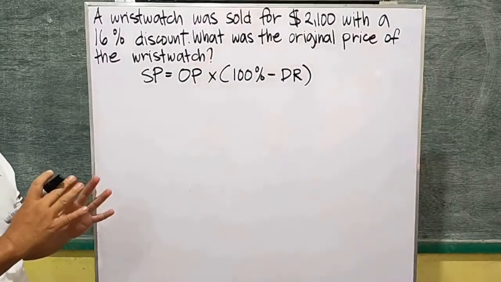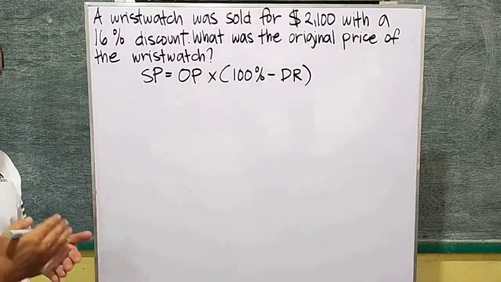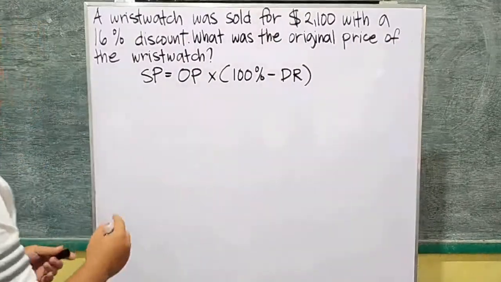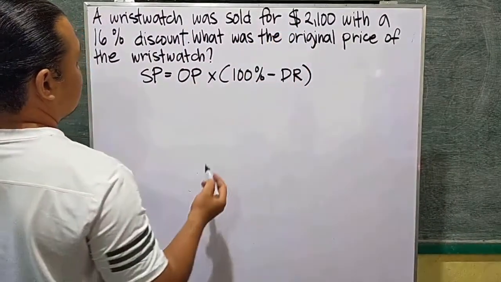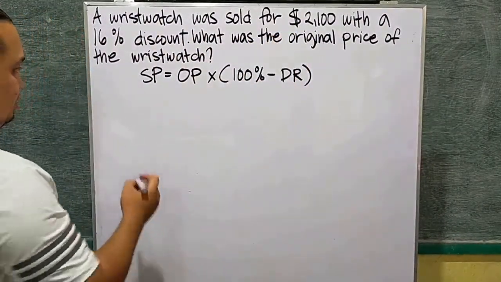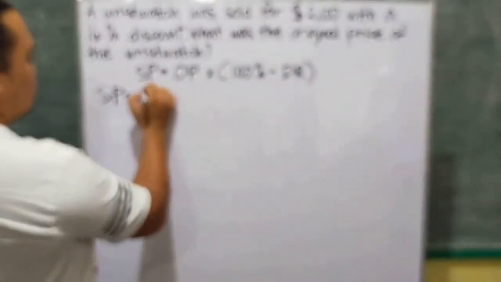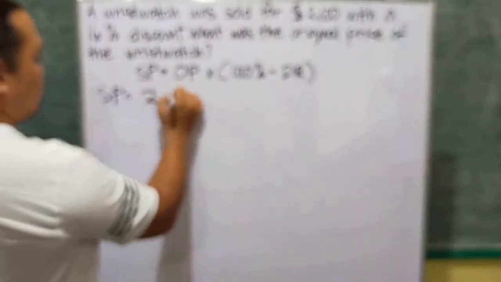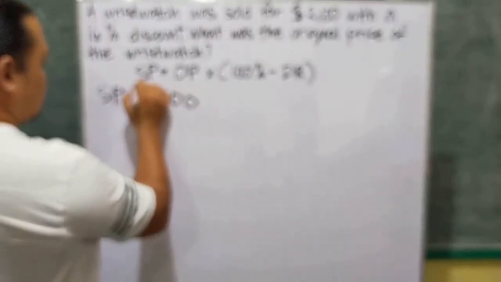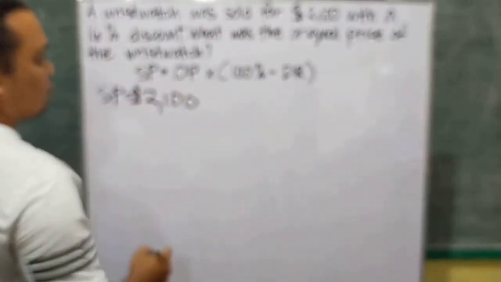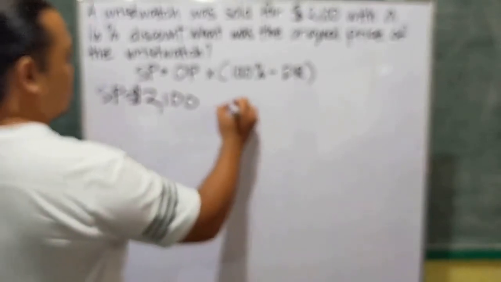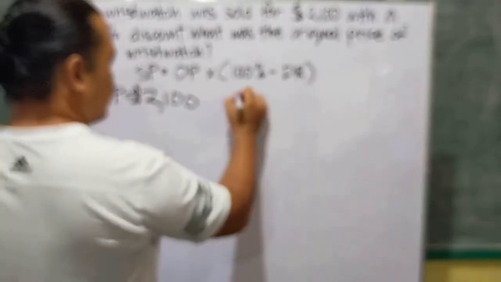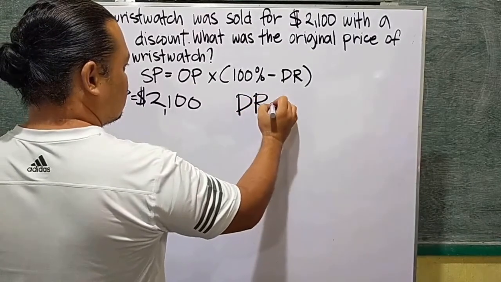Now, for us to answer this, let's first write the given. 2,100 here is the sale price. So SP here is equal to $2,100. While the 16% here is the discount rate.